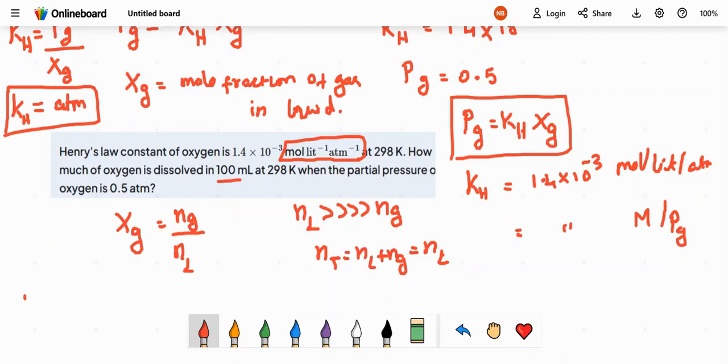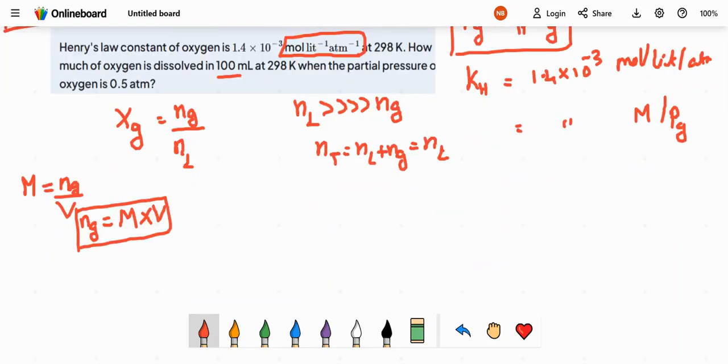The molarity is equal to the number of moles divided by the volume of the solution in liters. So how can I write the number of moles of the gas? The number of moles of gas, in terms of molarity, is equal to molarity times the volume of the solution in liters. So in terms of molarity, I have something, and I'm going to write that one.